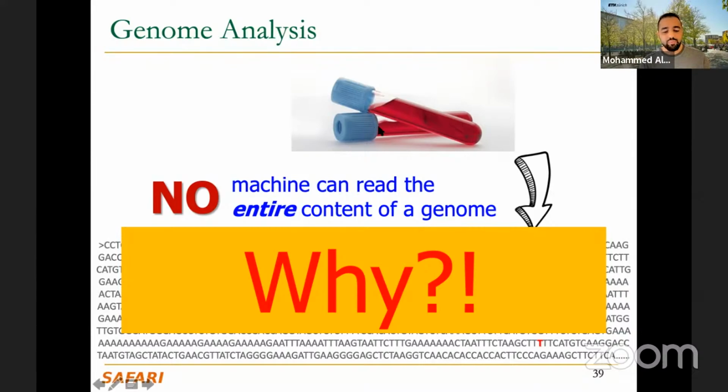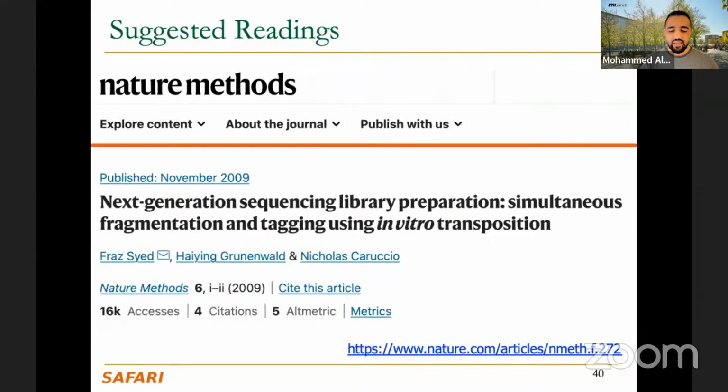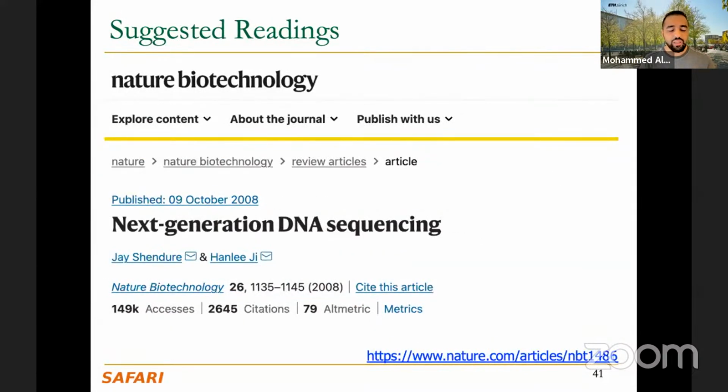During these protocols, most of the sequencing machines or sequencing techniques require you to fragment your DNA. So they put it in a machine that can shear it very quickly, or they can use ultrasonic waves to break down your DNA. Now, why is that needed? There are a lot of reasons discussed in these two papers, so I recommend you read them.